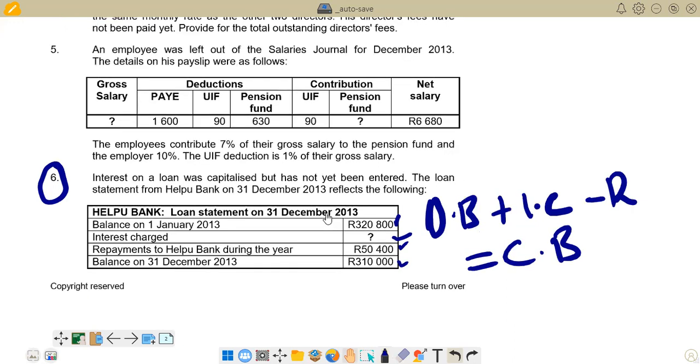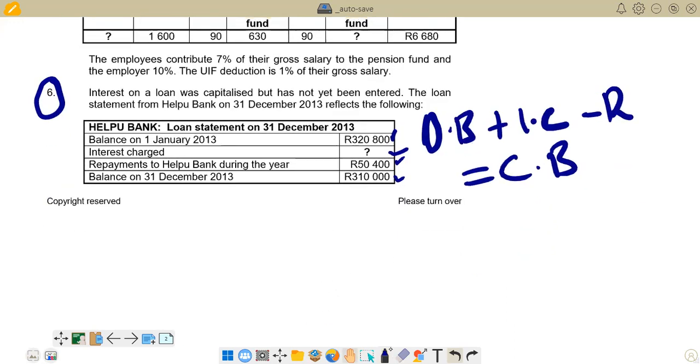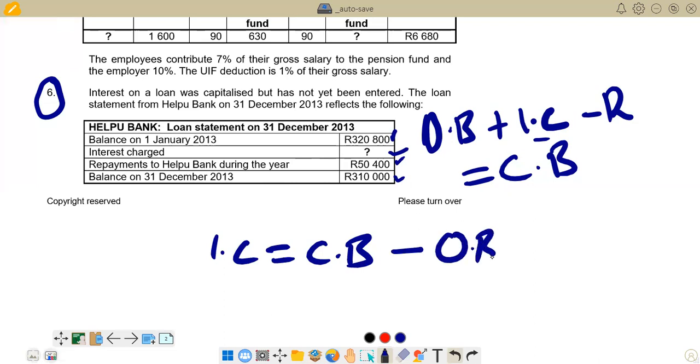Then we can make interest capitalized the subject of the formula, and then we can calculate. In terms of making interest capitalized the subject of the formula, remember, we are going to transfer these balances to the other side, and then they are going to change their signs. So we are going to say interest capitalized equals closing balance. When we put the opening balance to the opposite side, it changes from a positive to a negative, so you'll say minus opening balance. And for repayments, it has a negative sign there. We change it to the other side, it becomes a positive. So we say plus repayments.